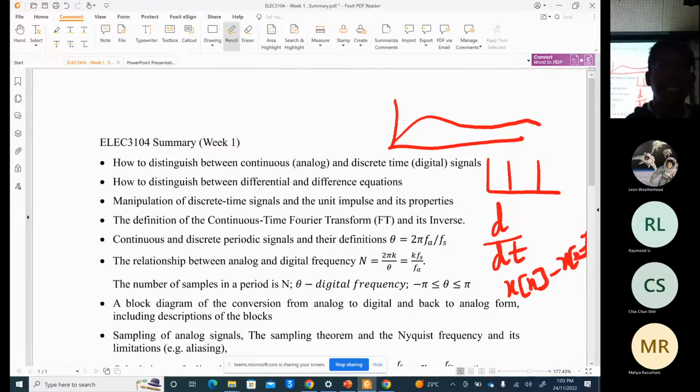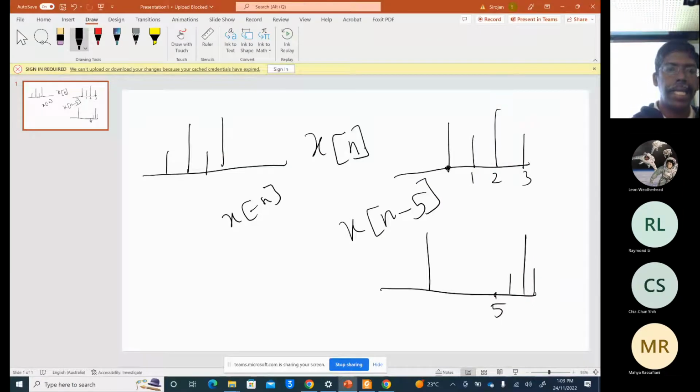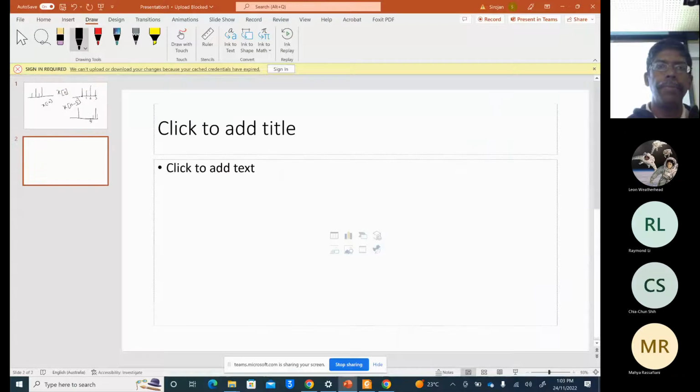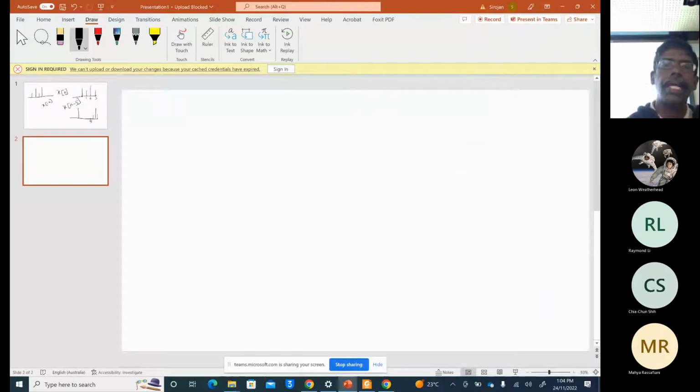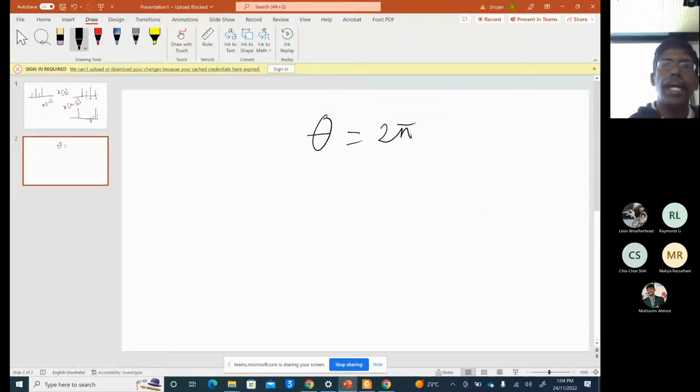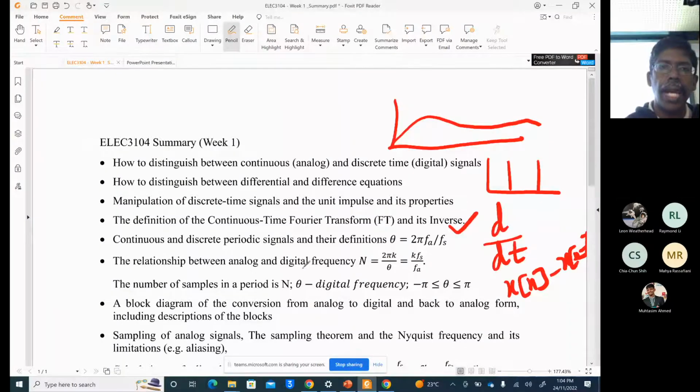Likewise, that is manipulating discrete time signals. And then the definition of the continuous Fourier transform, that is okay. Continuous time, discrete time. The other thing is discrete time frequency. It is always theta, which is 2 pi f, the analog frequency, divided by fs. That is the discrete time frequency. The unit is radian. And then the relationship between analog and digital frequency, the period, the discrete time period.